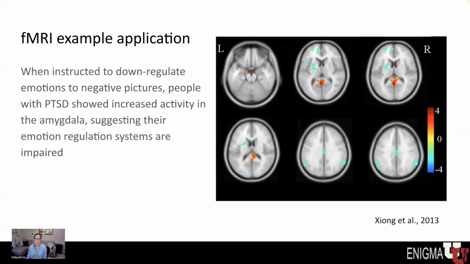That's this cluster right here, which is an important region for fear response. So this is relative to people who did not have PTSD. Their amygdala was more active when they were told to regulate their emotions. So this suggests that their emotion regulation systems are impaired, and that might be contributing to, or coming from, or a bit of both, their PTSD.